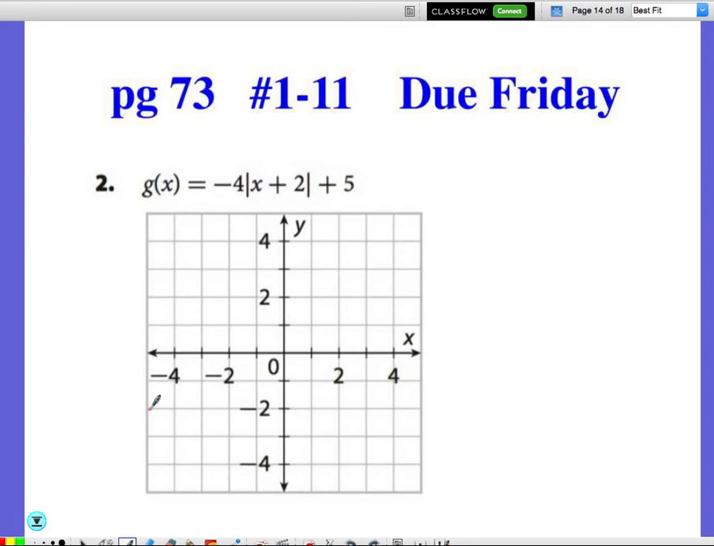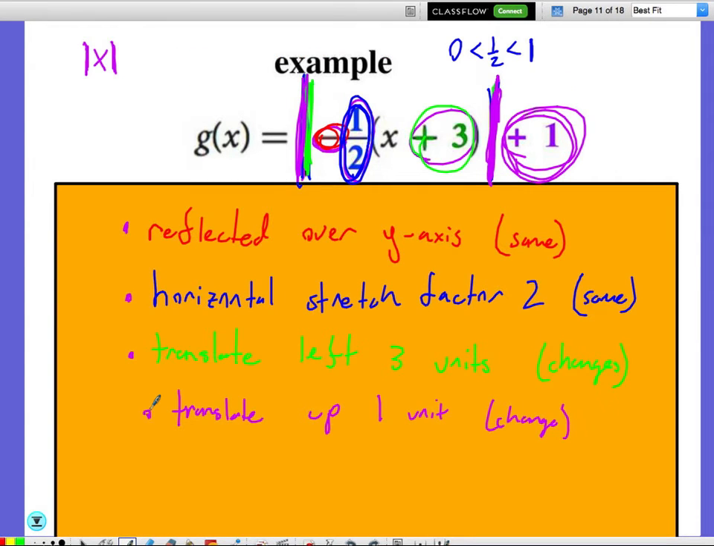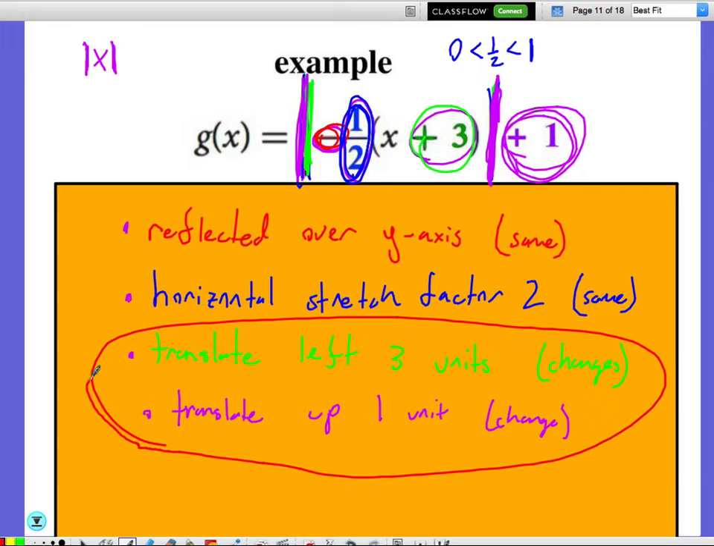So what we want to do is take these transformations and begin graphing our 3 points. Now the very first point you want to graph is going to be the vertex, and the only transformations you're going to look at are the ones that change the vertex, and this is why we made the note here. So the reflection over the y-axis is going to stay the same. Horizontal stretch factor stays the same. These 2 last transformations are going to change the vertex. Translates left 3 units and translates up 1 unit.